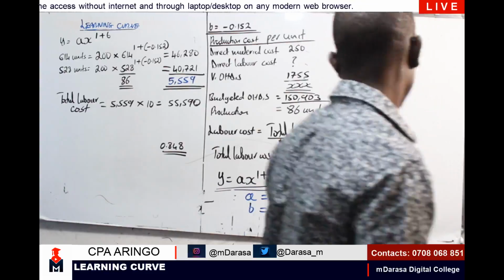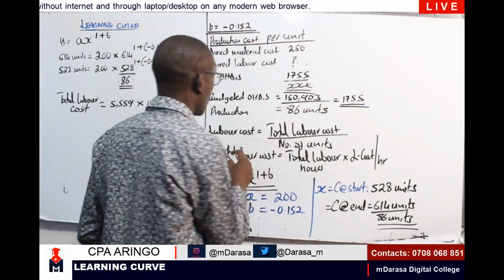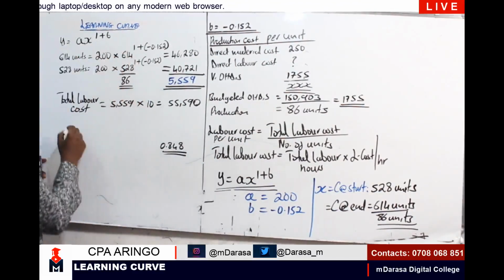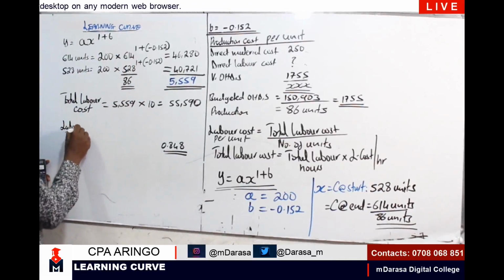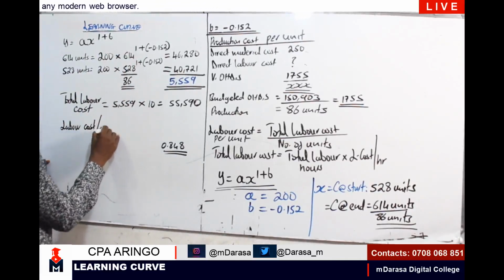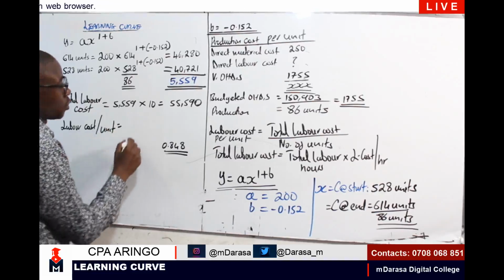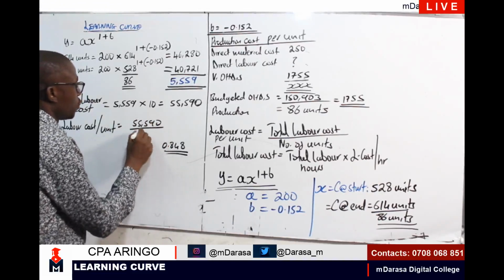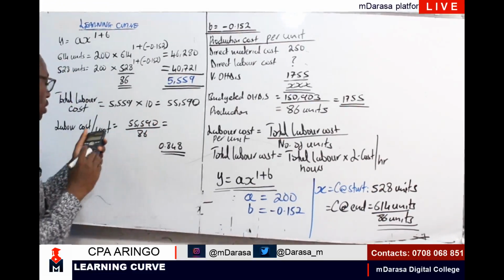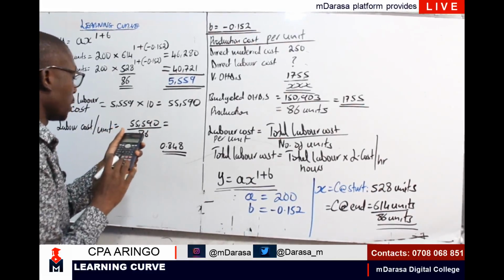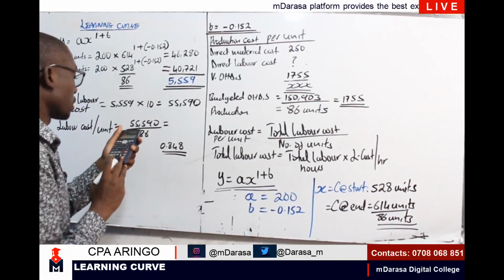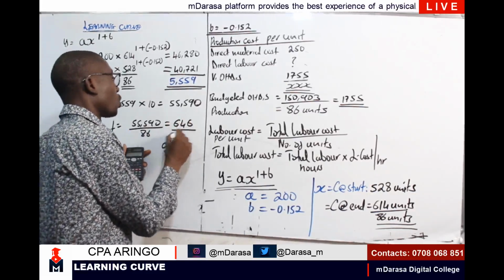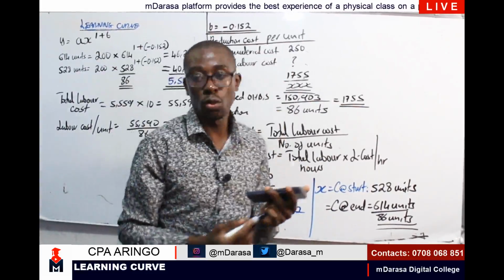So therefore, having that case, I can now determine my labor cost per unit. For labor cost per unit, we are going to take the 55,590 and divide by the number of units, which was 86 units. That should give us a figure of how much? 646. I'm getting 646.